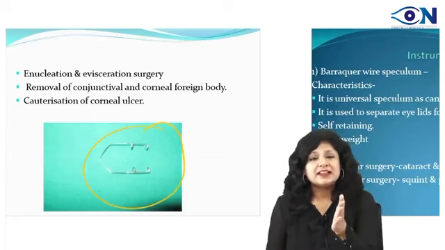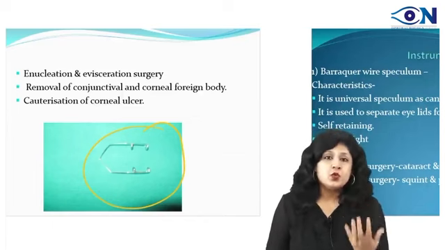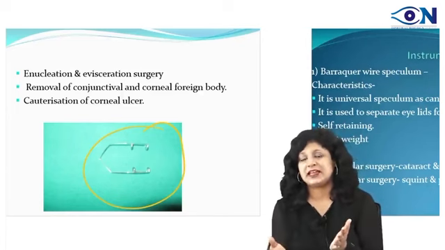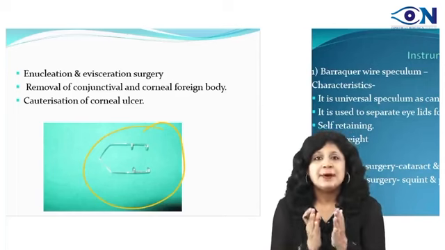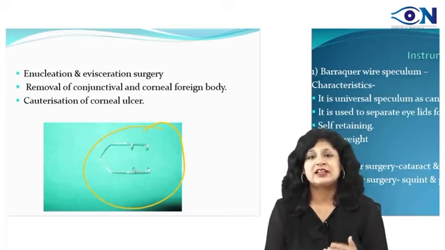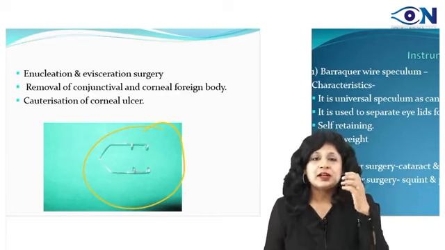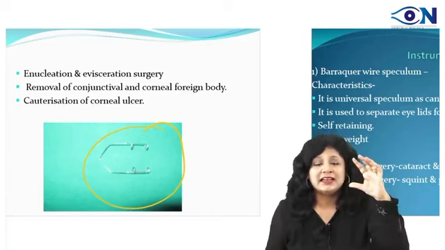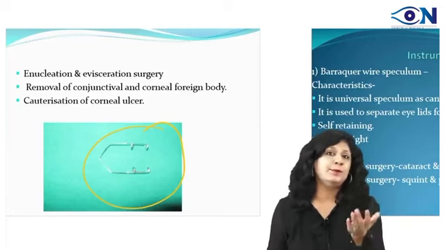Now the reason why it is called as universal, because when we use other speculums we have to use separate for the right eye, separate for the left eye, but this speculum can be used in either eye. So that is why it is called as universal speculum. And the actual purpose of the speculum is to widen the eye. You have to open the eye so that you can do the procedures.